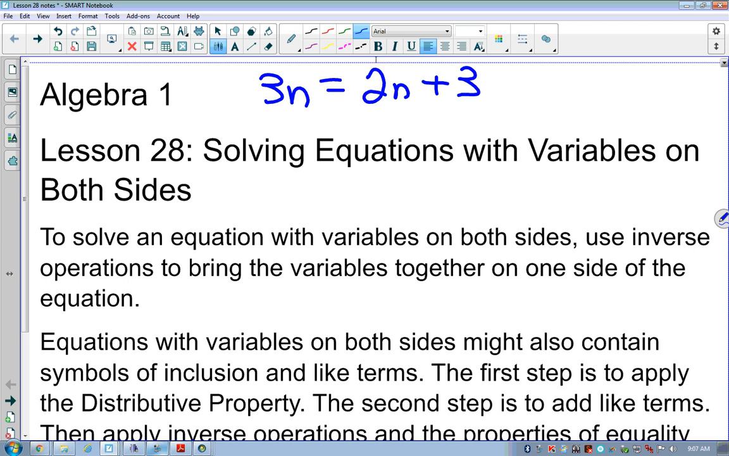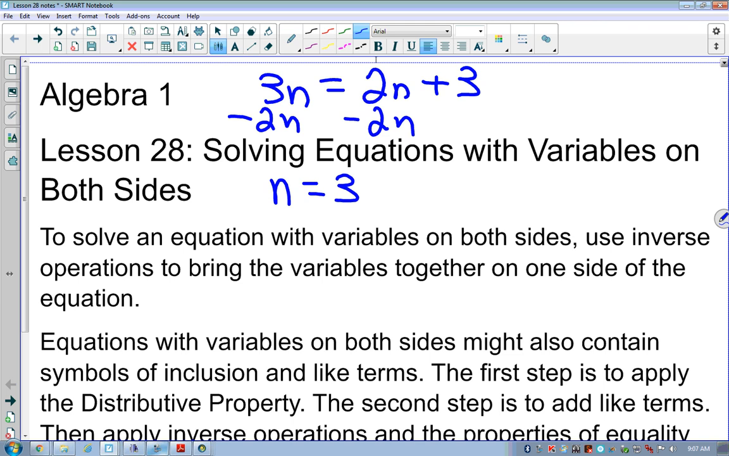Because if I move the 3n over, I'm moving my n's closer to other numbers. I don't want that to happen. So I'm going to move the 2n. How can I move the 2n? What is the inverse operation that would be used? Subtraction, right? And the test is always, well, what is 2n minus 2n? Well, that's 0n, so it cancels out that side. All right, what's 3n minus 2n? 1n, or n, right? So n equals 3.